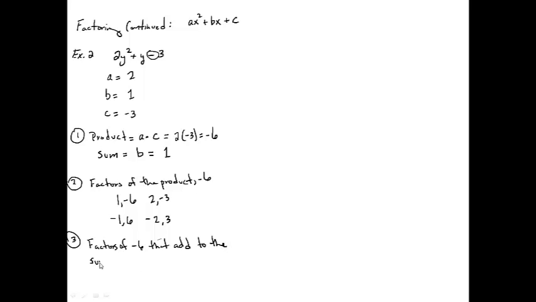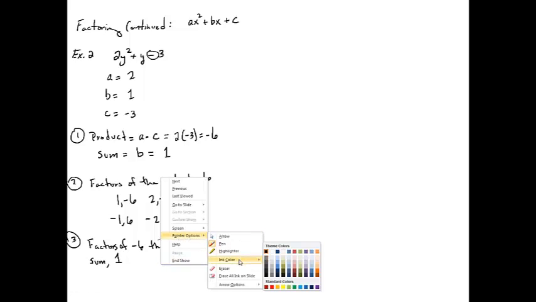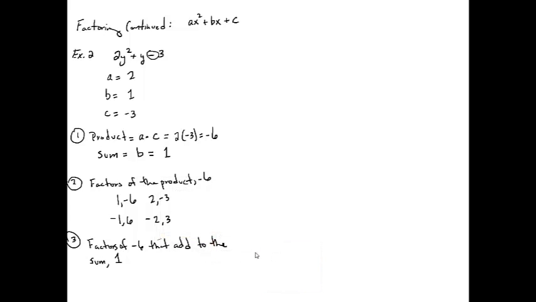And the sum was 1. So what are the factors of -6 that add to a sum of 1? Looks like it has to be -2 and positive 3. If I multiply -2 times 3, I get -6, which is my product. If I add -2 plus 3, I get 1, which is my sum. So it works. Great. Then we go on to step 4.